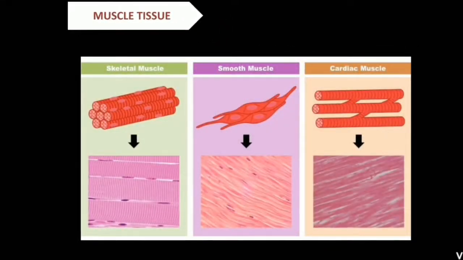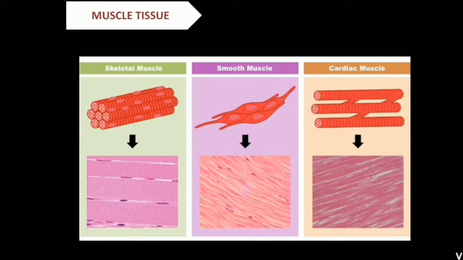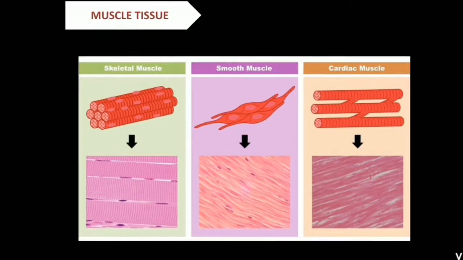There are skeletal muscle, smooth muscle, and cardiac muscle. Skeletal muscle is attached to the bones, and smooth muscle is in the outer layer of almost all of the organs of our body, our blood vessels, and other parts. And the cardiac muscle is in the wall of our heart.